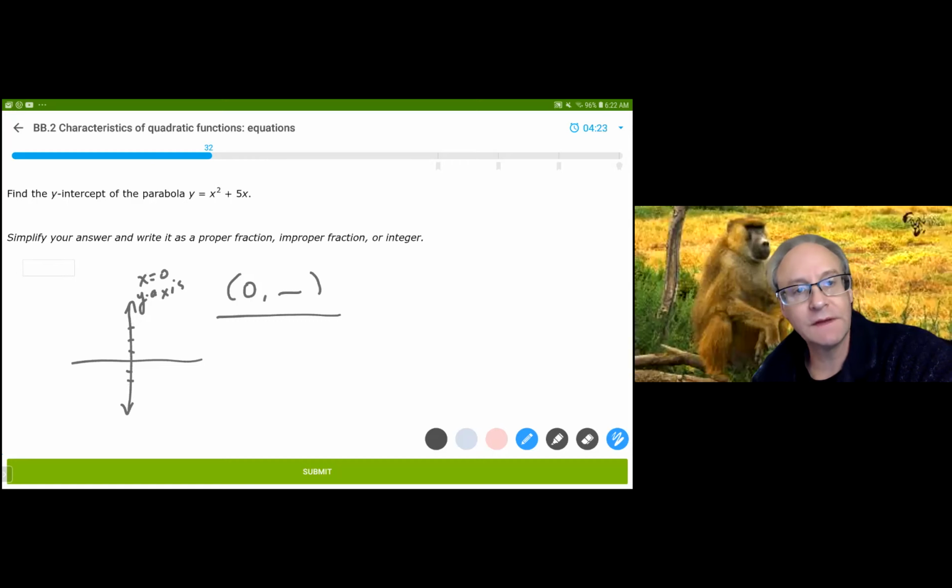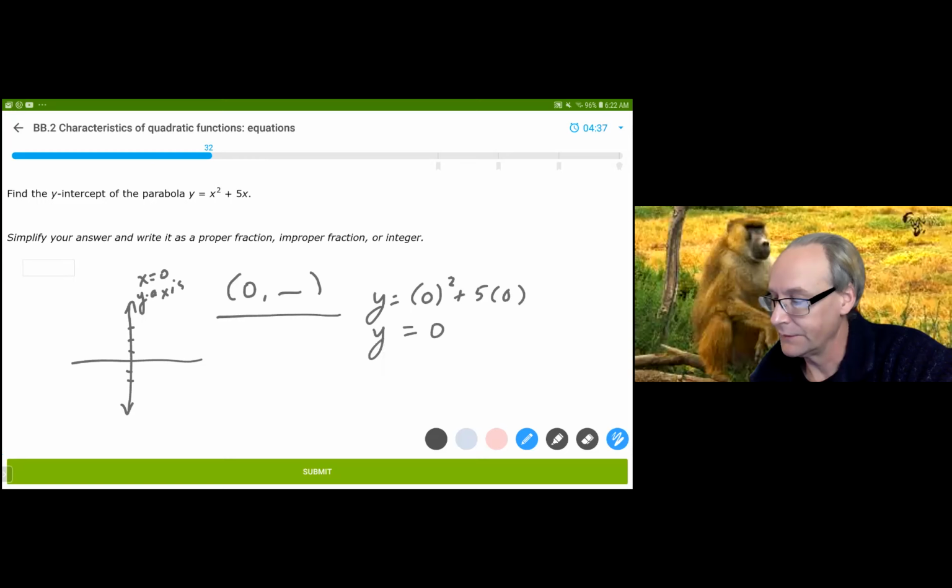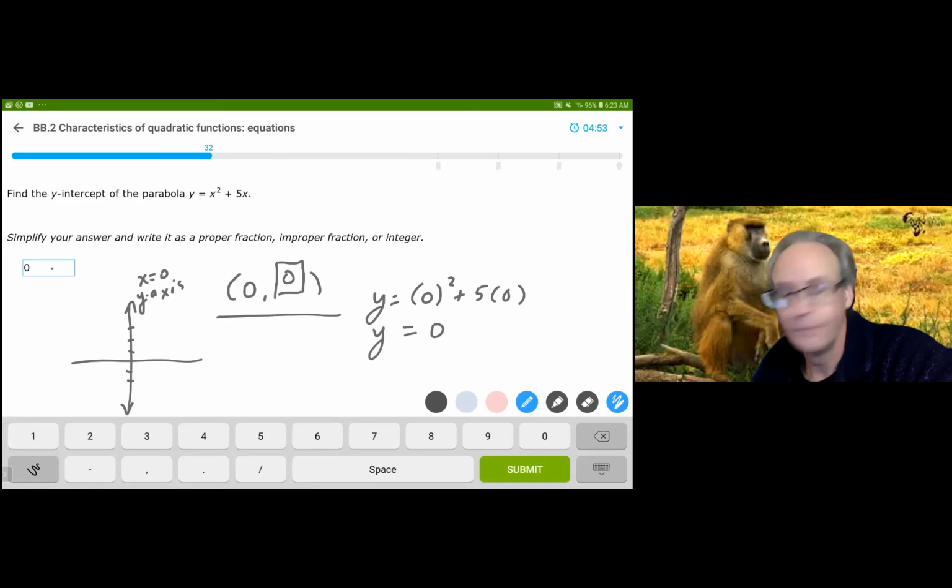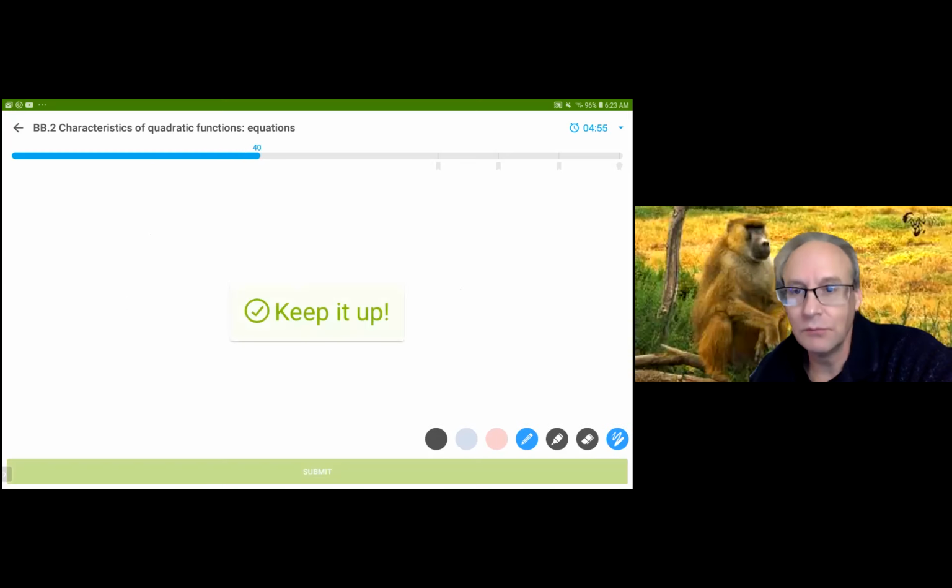So when I let x equal 0, what is y? y equals 0 squared plus 5 times 0. Well, that's kind of a duh there. 0 squared is 0 plus 0 is 0. So (0, 0) is our vertex, and it also is our y-intercept. They just want the y-intercept, just the number right here for the y value. I know, more than you wanted.